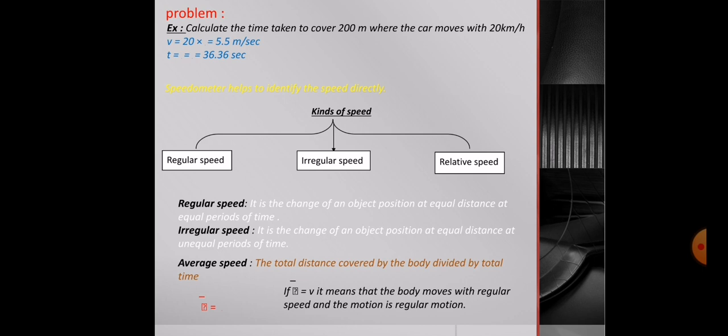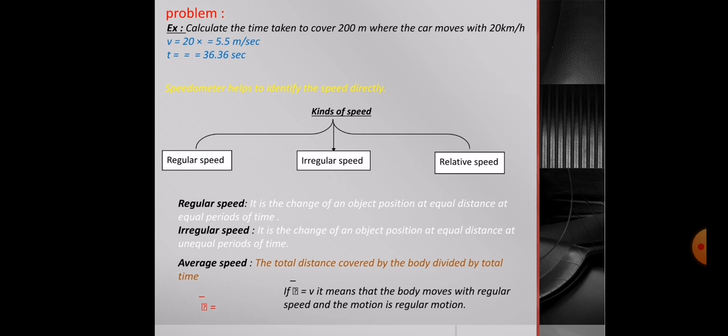In this case, it's difficult to determine the amount of irregular speed of the object. Like a car on the road, it cannot move at regular speed. In this case, we have a term called average speed.